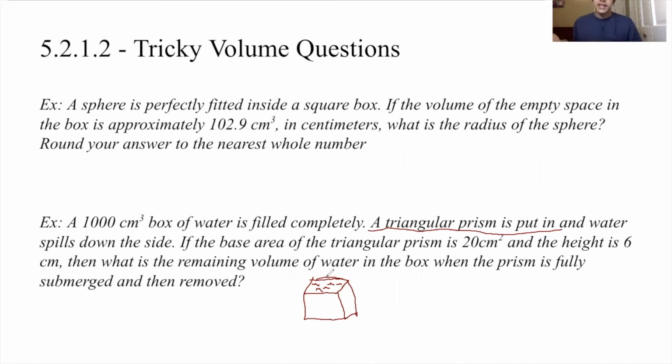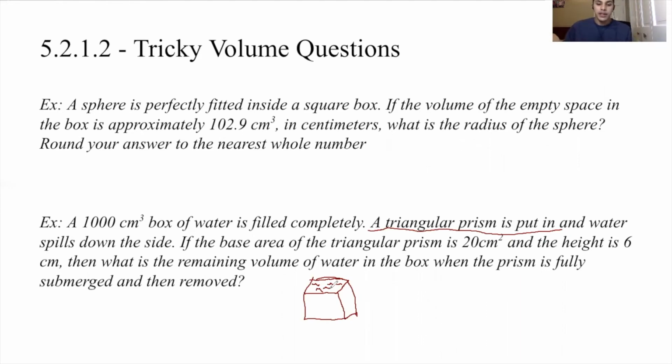So if I take a cube that has an 8 centimeter cubed volume and put it inside this box, well, the box can't take in any more, right? It's already full, so it needs to let out 8 centimeters cubed of water. So the same applies to the triangular prism.